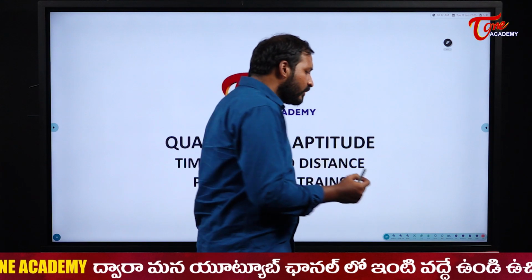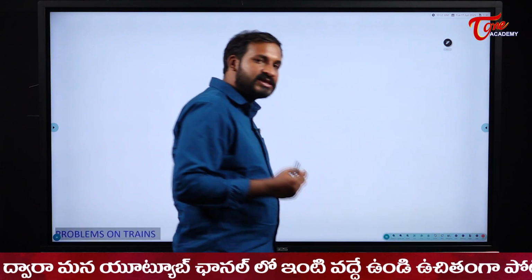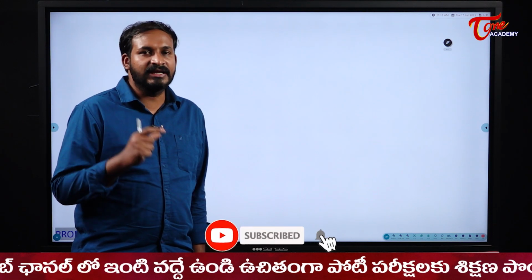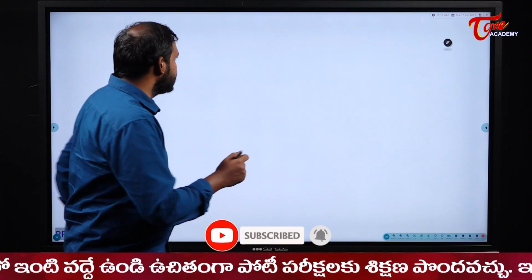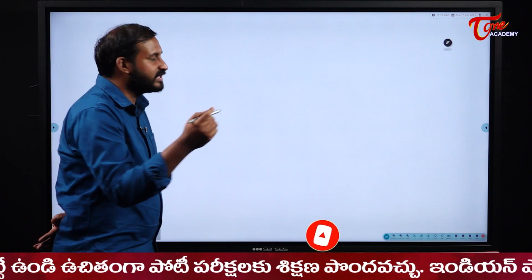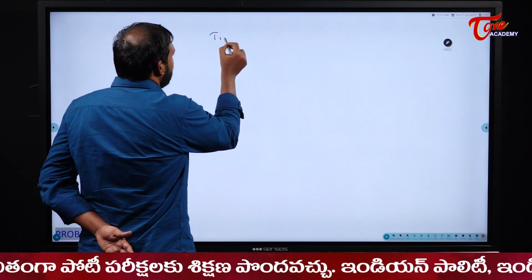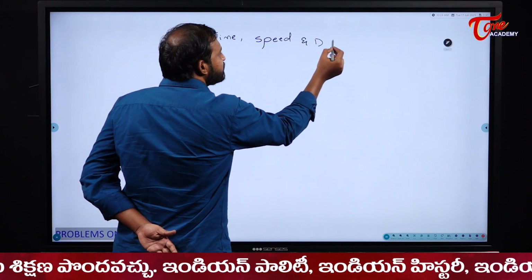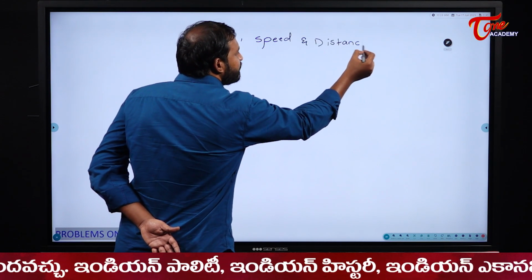Okay. So before going to the concept and solving the problems, let us discuss some important things regarding this time, speed and distance. Now see here, students, usually in time, speed and distance, what are the terms we have had? Time, speed and distance, right? These are the things which we have had in our time, speed and distance concept.